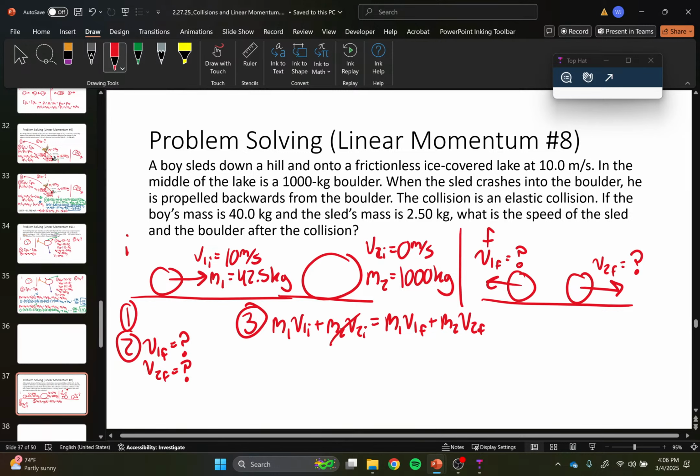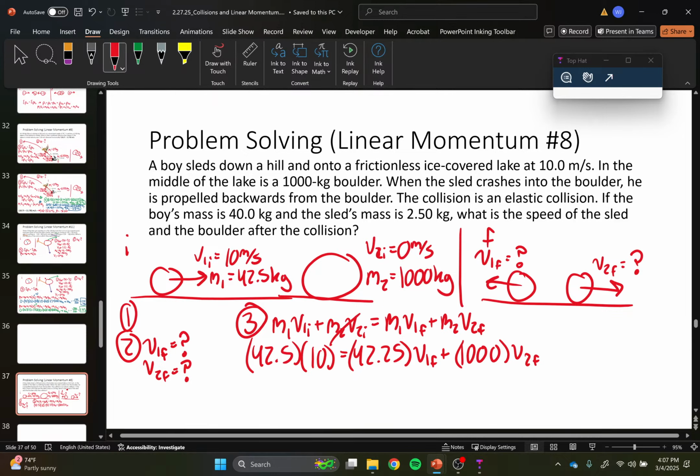Doesn't look too bad. Let me plug in numbers, and if you haven't spotted the roadblock yet, you're going to spot it very quickly. So the boy and sled thing is that times 10 equals 42.25. That's the mass of the boy times their velocity, which I don't know, times the mass of the boulder times the velocity of the boulder, which I don't know. Can we solve this?